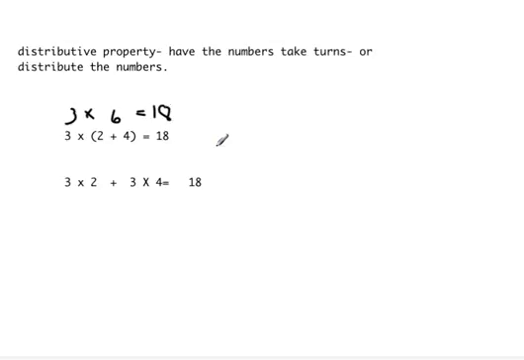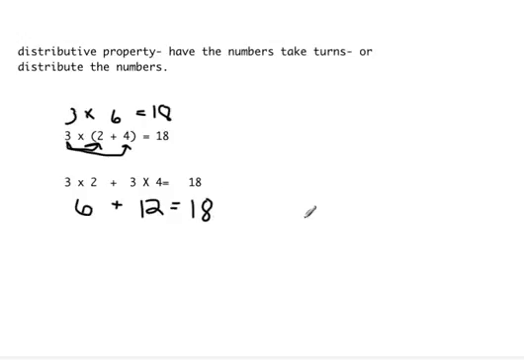Or I could distribute that, which means I'm going to do 3 times 2 first, which is what I put here, and then do 3 times 4 second, which is what I wrote here. So I distributed the 3. I put the 3 with the 2, and I put the 3 with the 4. 3 times 2 is 6. 3 times 4 is 12. If I add both answers, 6 plus 12, I'm going to get 18.